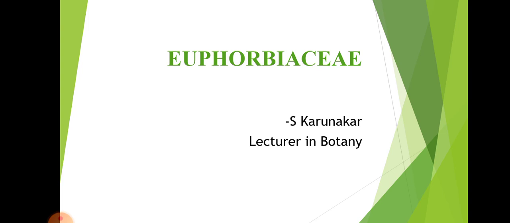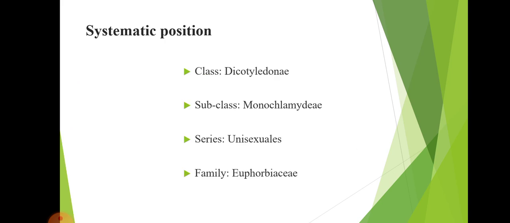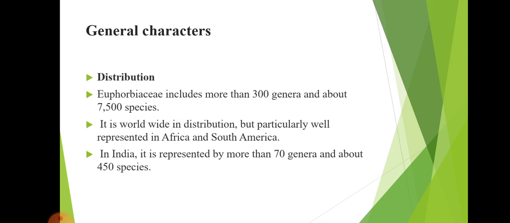Today we are going to discuss about the Euphorbiaceae family. If you see the systematic position of Euphorbiaceae, the class is Dicotyledonae, subclass Monochlamydeae, series Unisexuales, family Euphorbiaceae. This is the systematic position of Euphorbiaceae family.